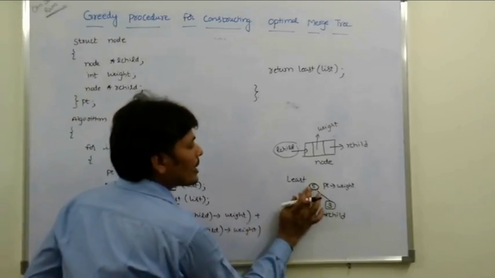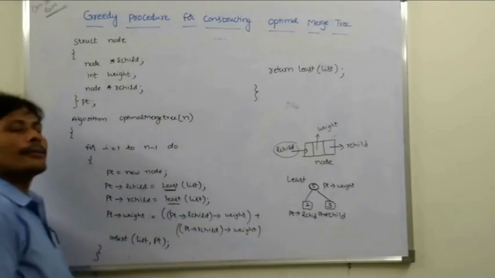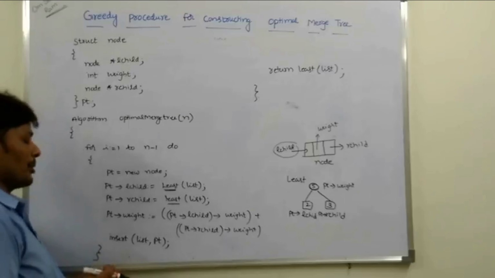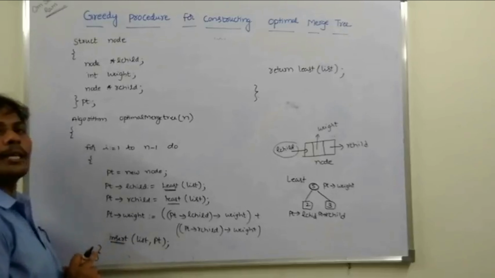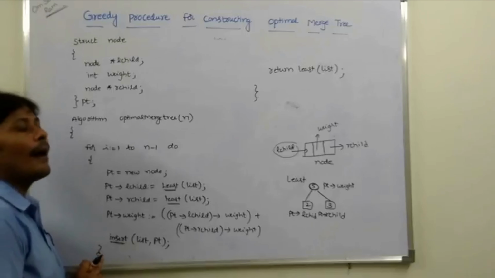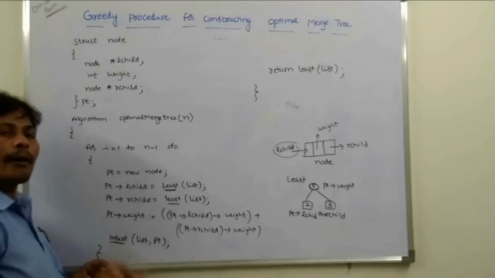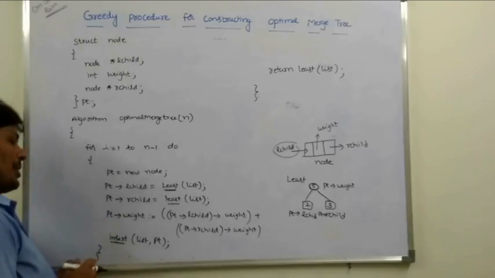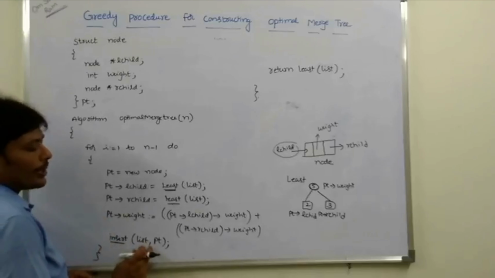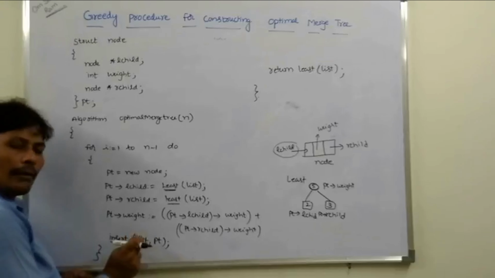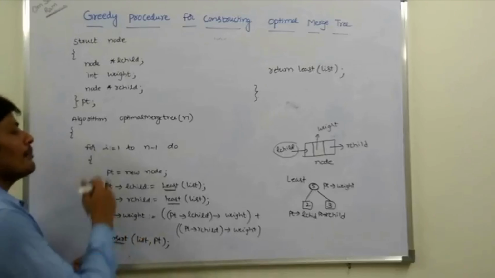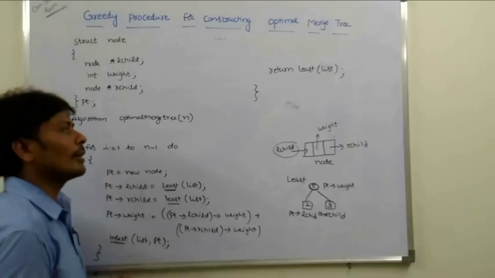Next, this value is inserted into the sorted list at its correct position. For that we use the insert function. This insert function is used for inserting the merged value in the sorted list at its correct position. So that is insert list comma pt. We are getting the merged value in pt, so this value is inserted into the list. Okay, now this is performed n minus 1 times.